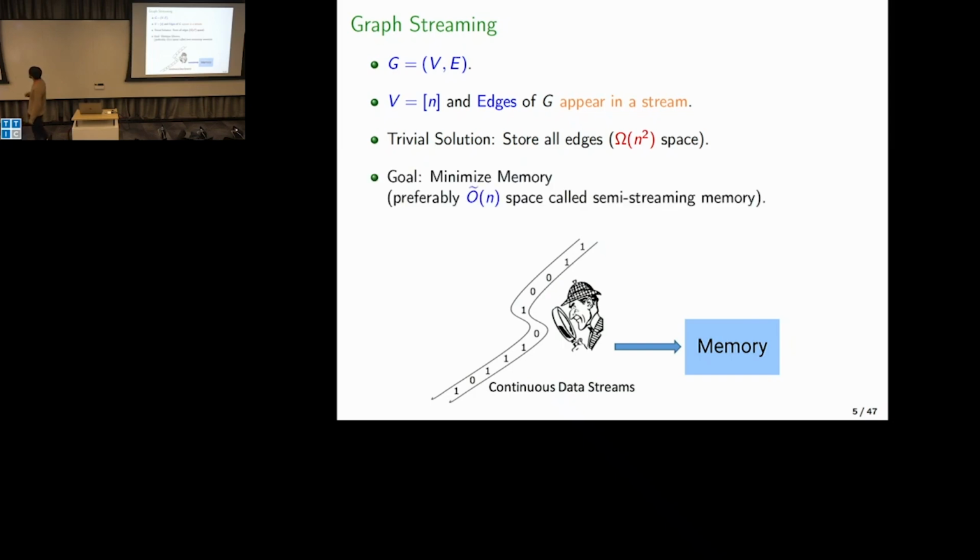And like I said, you want to minimize the amount of memory used. Maybe one thing you can keep in your head is this notion of semi-streaming, which says that the memory allowed is O tilde n, right? And again, tilde here is hiding polylog n factors. Okay.